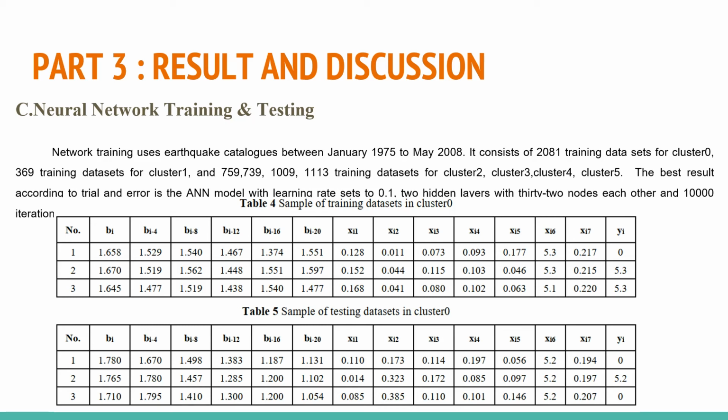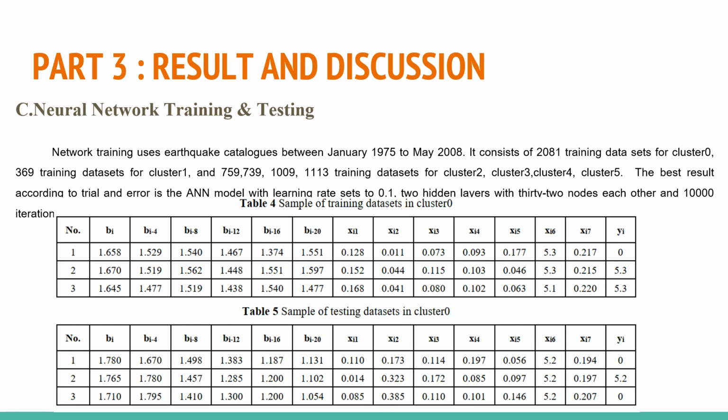The model was tested using the earthquake catalog between June 2008 and December 2016. It also consists of 489 datasets for cluster 0, 152 datasets for cluster 1, and the datasets for cluster 2, cluster 3, cluster 4, and cluster 5 are 237, 199, 307, and 318. A sample of the testing dataset for cluster 0, showing 7 elements and 1 output parameter, is presented in table 5.